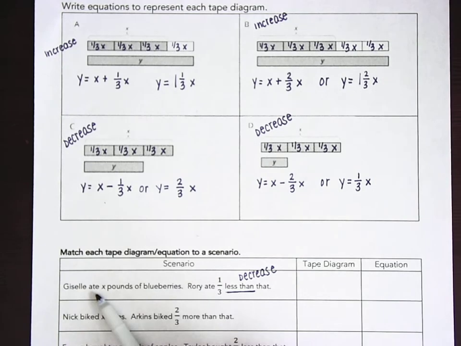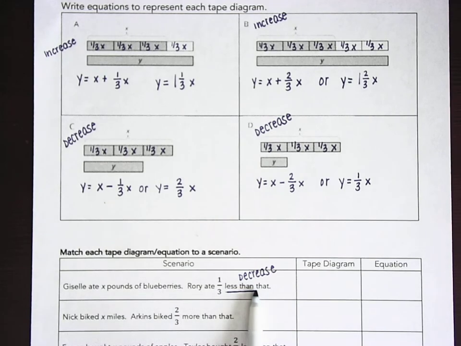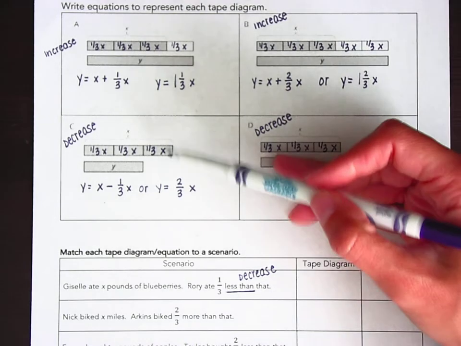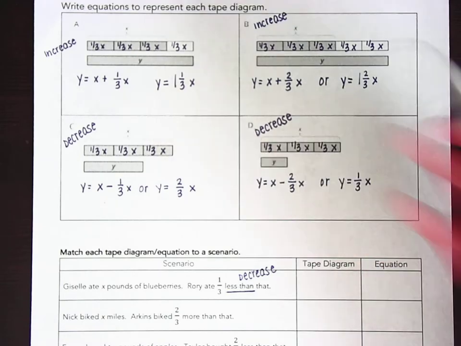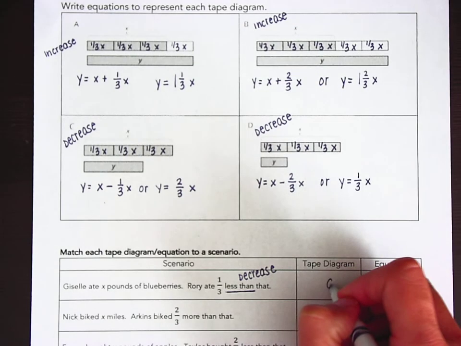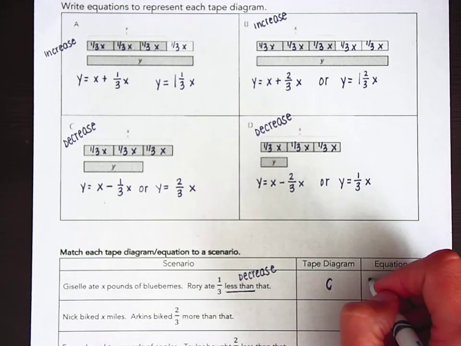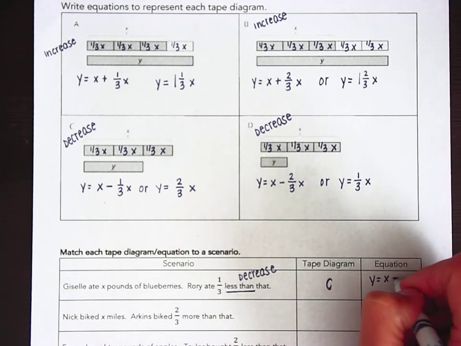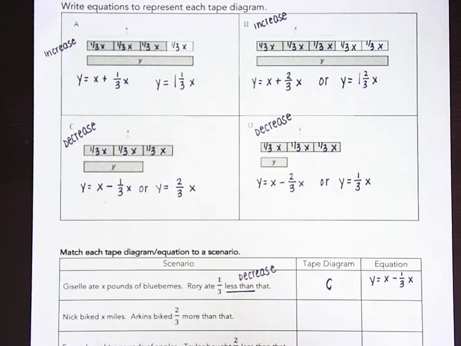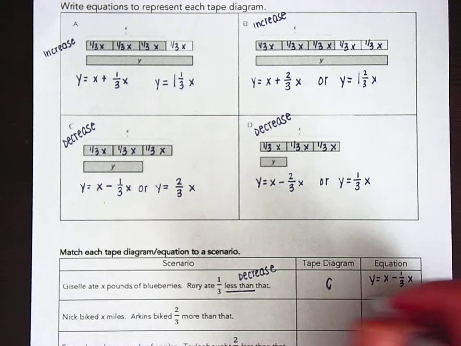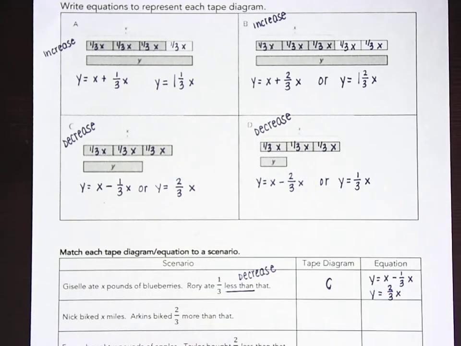So in this case, we know we're starting with Giselle. Giselle ate X pounds of blueberries. Rory ate 1/3 less than what Giselle ate. We're taking away 1/3 of X, and we see that here. So tape diagram C is going to represent this situation, and the equation y is equal to what Giselle ate minus 1/3 of what Giselle ate gives us what Rory ate. Or we can simply say that Rory ate 2/3 of what Giselle ate.